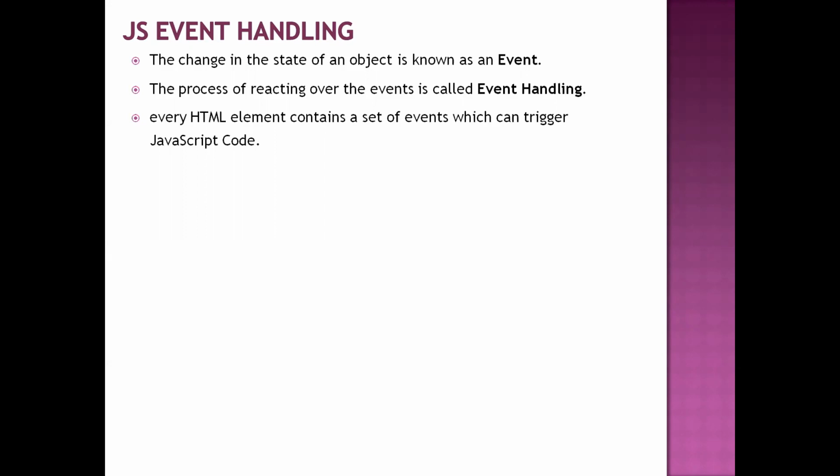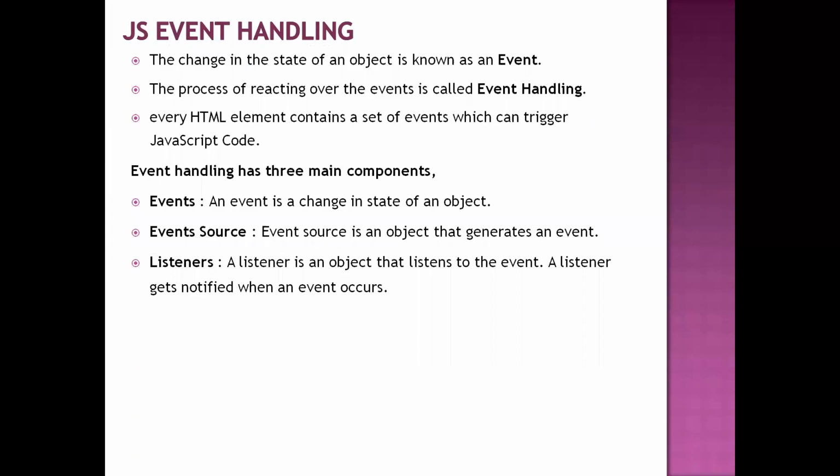So whenever the object state is changed, if something reacts according to that, then the process of reacting to the event is called event handling. Generally, every HTML element is associated with some set of events. Whenever the event occurs, automatically it will trigger some code. It may be JavaScript code or any kind of scripting code. Let us see the important components of event handling. In the event handling mechanism, we'll see three main important components.